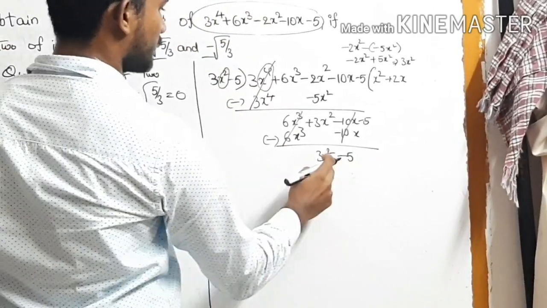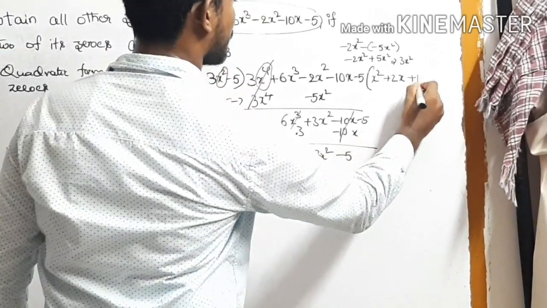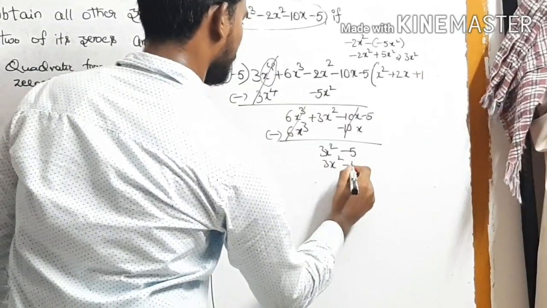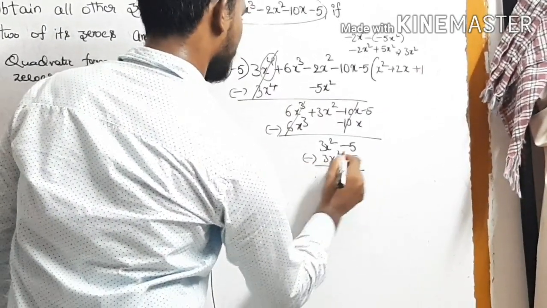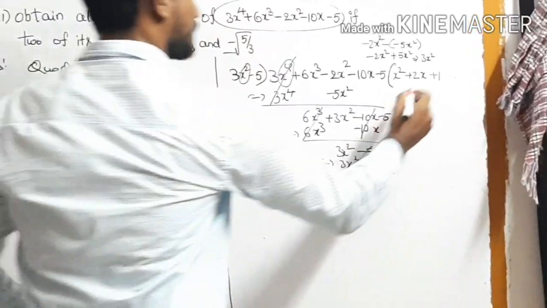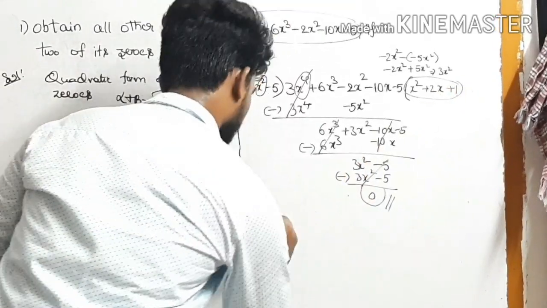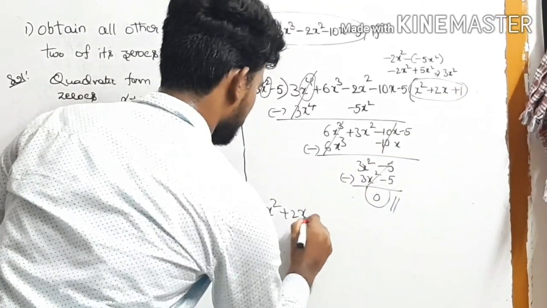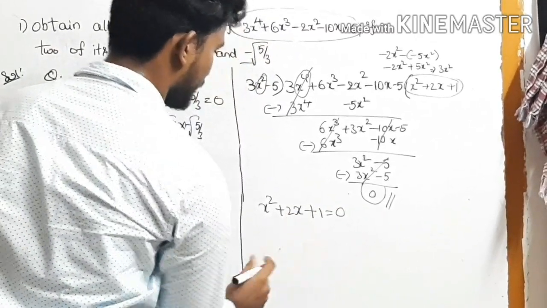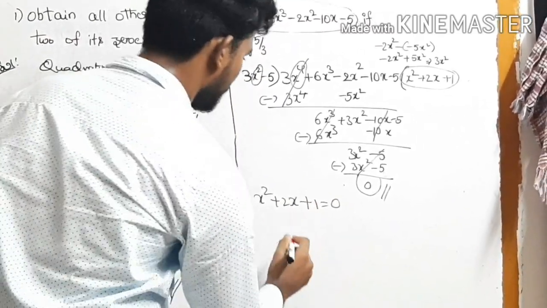3x² − 5, plus 1: 3x² − 5 into 1 is 3x² − 5. By subtracting, both are cancelled, and the remainder is 0. And the quotient term is x² + 2x + 1 equals 0. Now find the zeros of this quadratic equation.